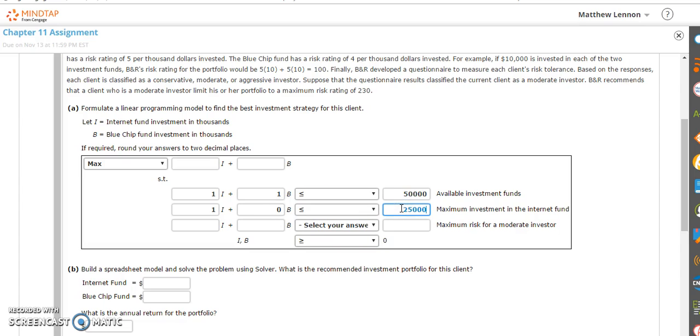So this is basically what we're going to type into Solver. And then maximum risk for moderate investor, so that's the 230, so that's the risk rating. So this one, it's 5 for the internet, and 4 for the blue chip, needs to be less than or equal to 230. I'm not sure if this is in thousands or not. Maybe this should be less than or equal to 50, and this should be less than or equal to 25. I'm not exactly sure. Let me just do it with 25 and 50. That's the way they probably have it set up, because they've got it in thousands up here.